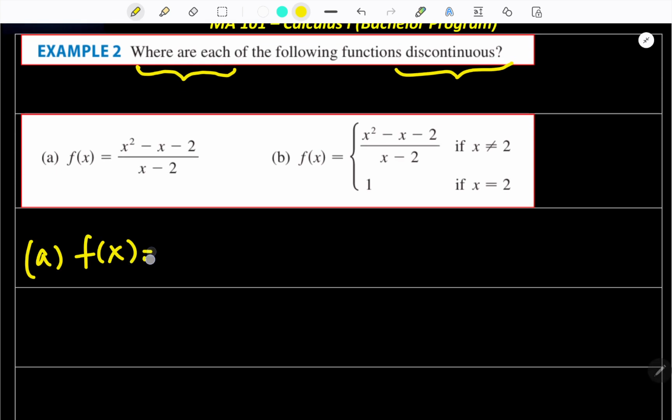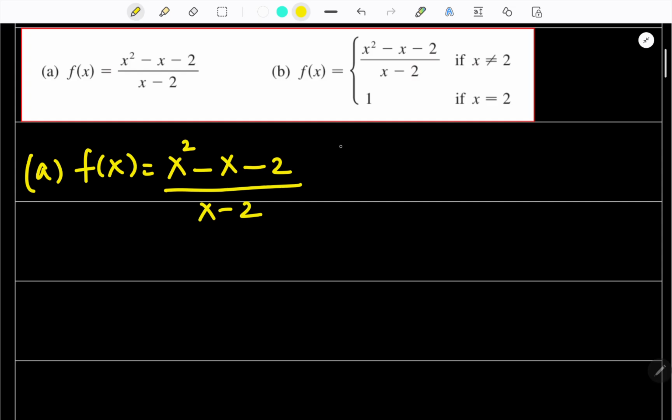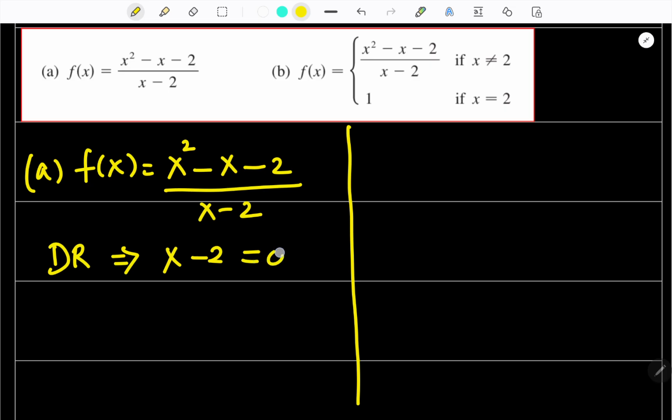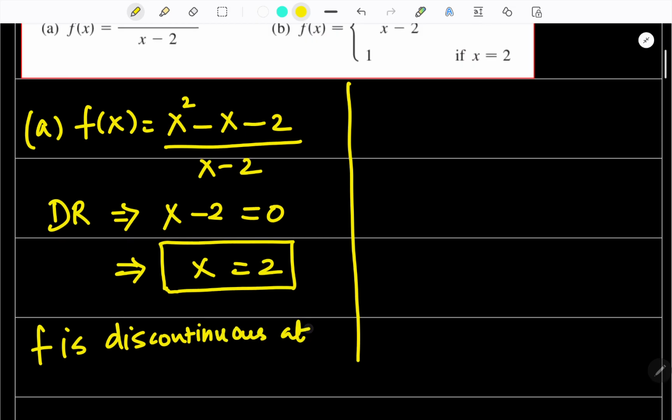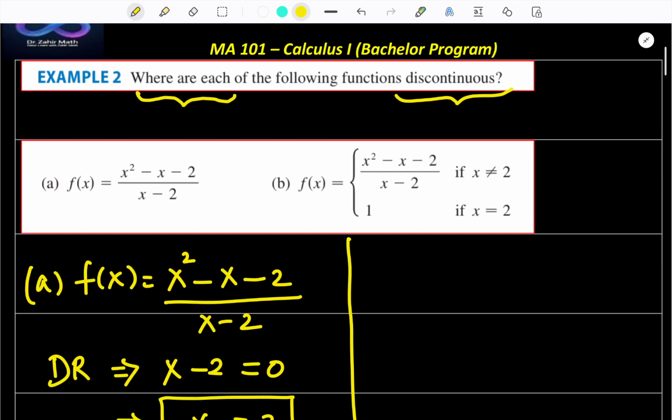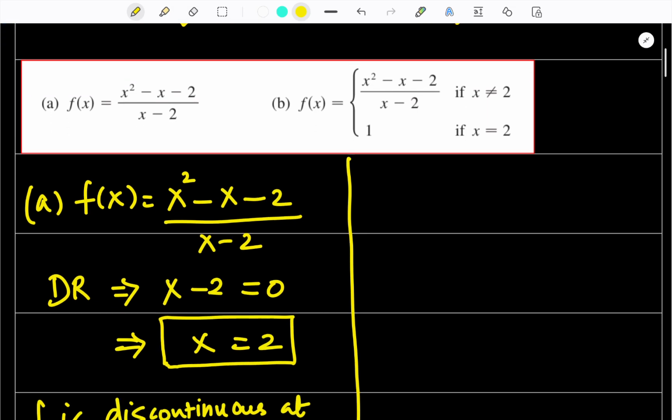Let me go to the first question. What is your function? f of x equals x squared minus x minus 2, divided by x minus 2. So what's your denominator? x minus 2 equals 0, which implies x is equal to 2. It means the answer you are going to write is: f is discontinuous at x equals 2. That's it, because they are asking where. Again and again I'm saying, you are not going to check that the function is continuous; you are going to tell where the function is discontinuous.